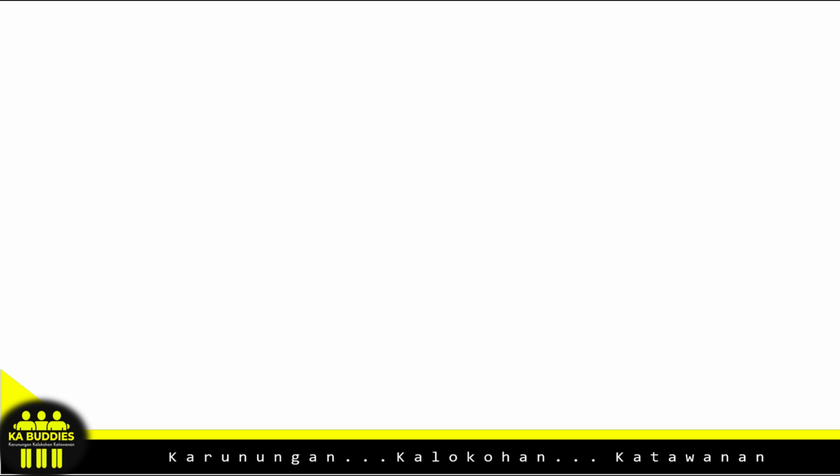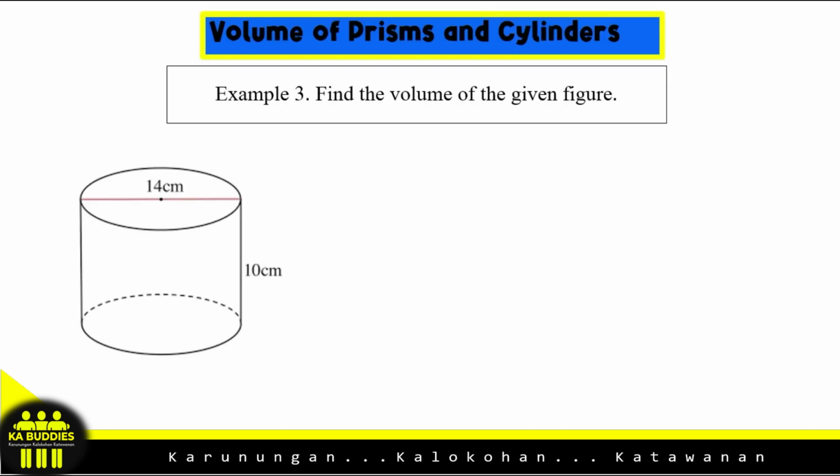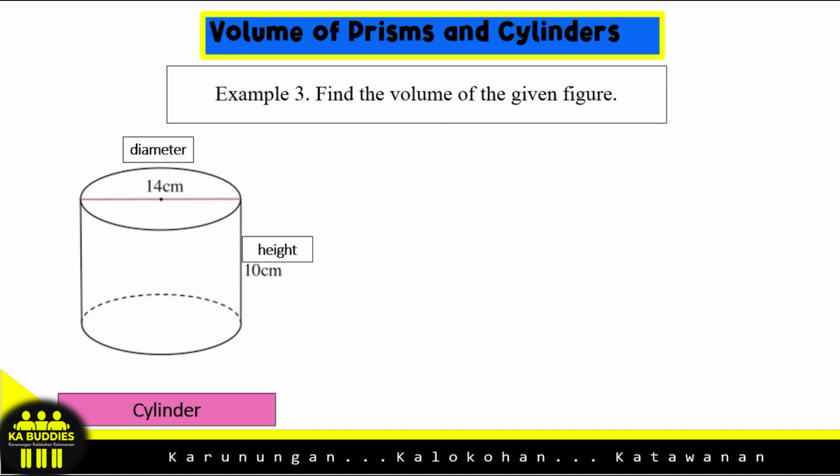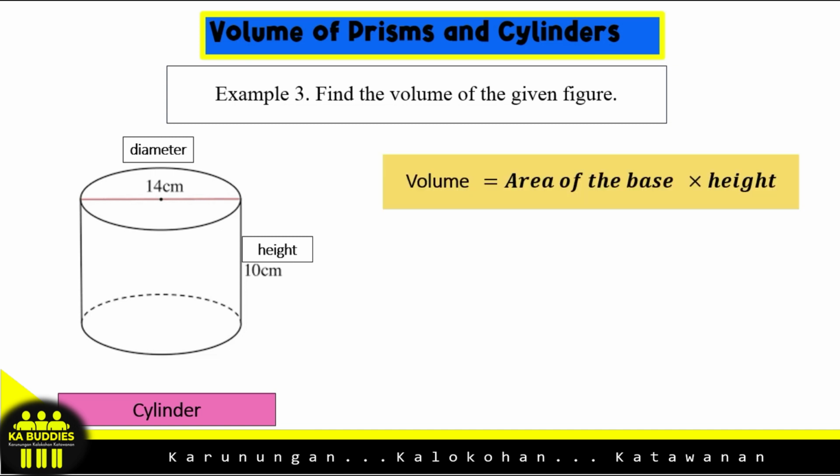Next, for our last example, we have a cylinder. So this is an example of a cylinder with a height of 10 cm and a diameter of 14 cm. So let us write the formula for the volume. Volume is equals to area of the base times height. Since we have a cylinder, our base is a circle. And the formula for finding the area of a circle is pi r squared. And let us copy the remaining solution times the height.